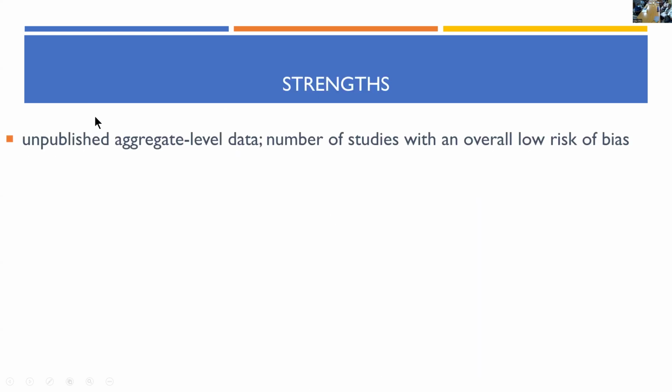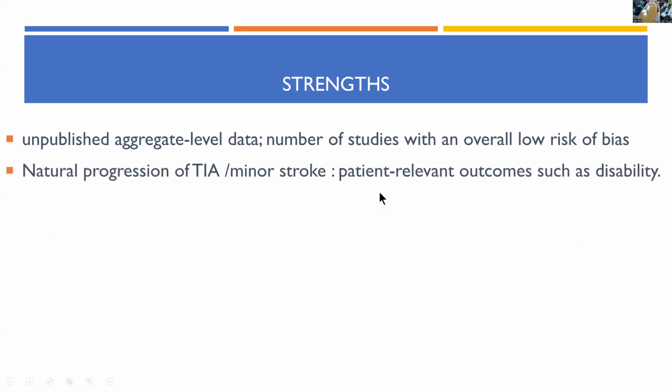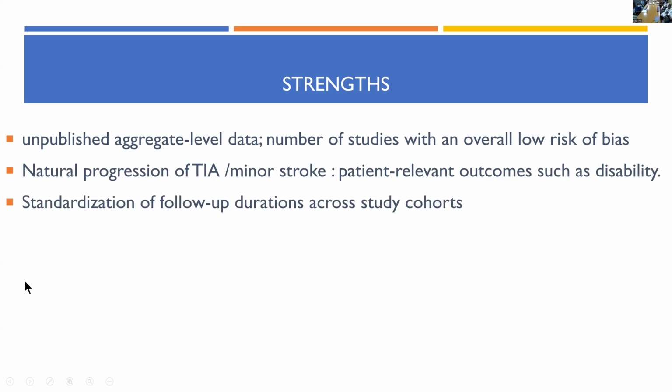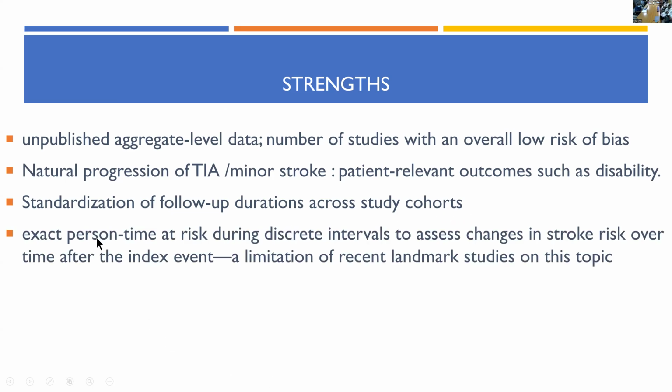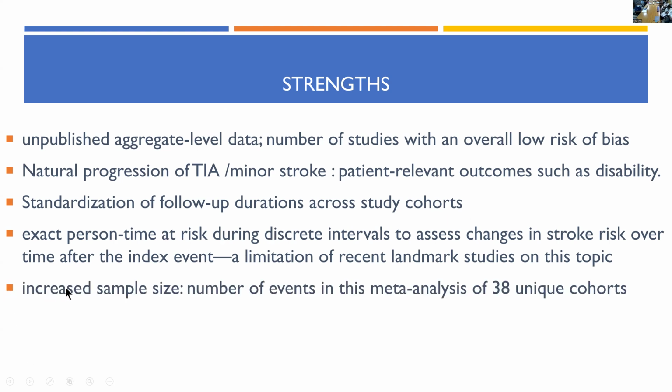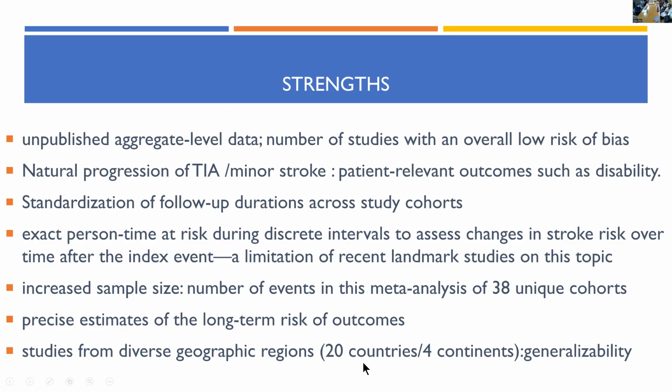What are the strengths of the study? Unpublished aggregate level data. We're doing a systematic review, getting data from authors, published and unpublished, and putting it together. Overall, it said low risk of bias. They were able to tell you the natural progression of TIA, which many people do not know about. They standardized the duration of follow-up across different cohorts. They're giving you exact person-time risk. And instead of doing a single large study, they got the benefit of putting together a huge number of people, and you can give a precise estimate. And it's from a diverse group, 20 countries, 4 continents. So they are saying generalizability is good.